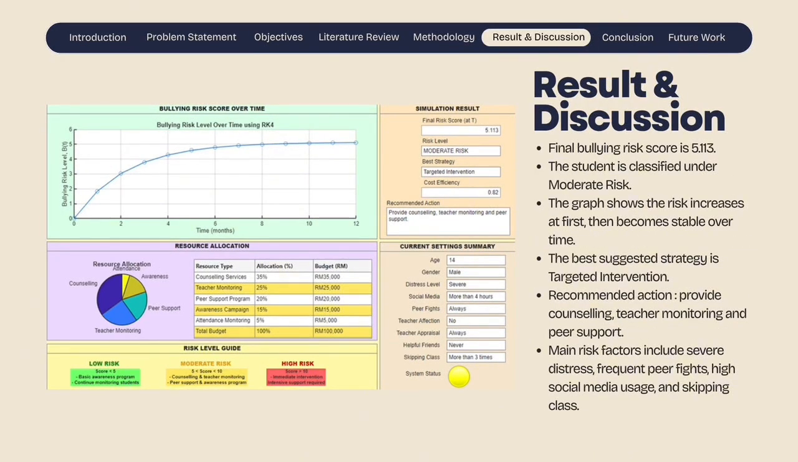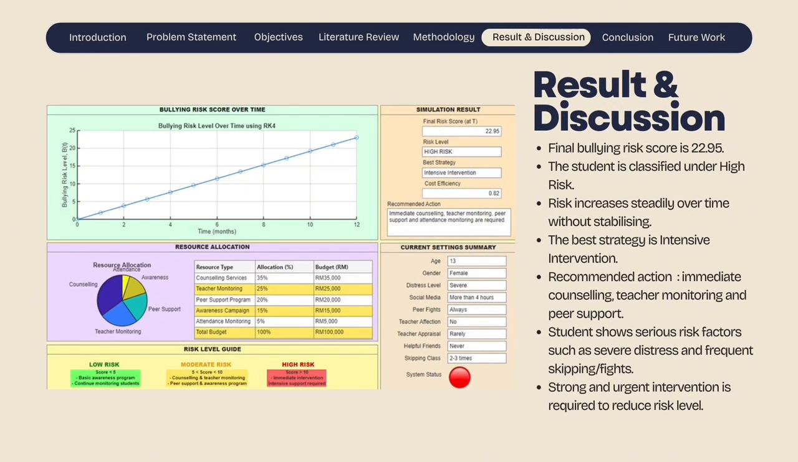Next, in the moderate risk scenario, the final bullying risk score is 5.113. The risk increased initially and then stabilized. The suggested strategy is targeted intervention through counseling, teacher monitoring, and peer support. The main contributing factors are high psychological distress, peer conflict, social media usage, and skipping class.